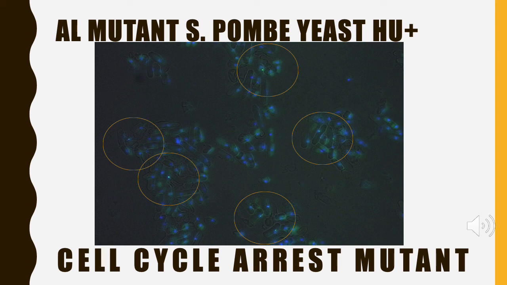This type of mutant detects the DNA damage, which means a higher Rad22 GFP level, but it cannot delay the cell cycle to allow time to repair, so it's a shorter cell with Rad22 and unequal DNA distribution.